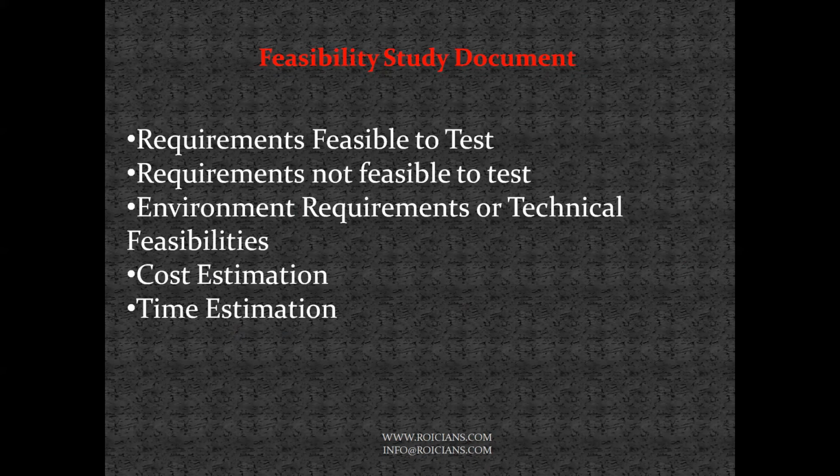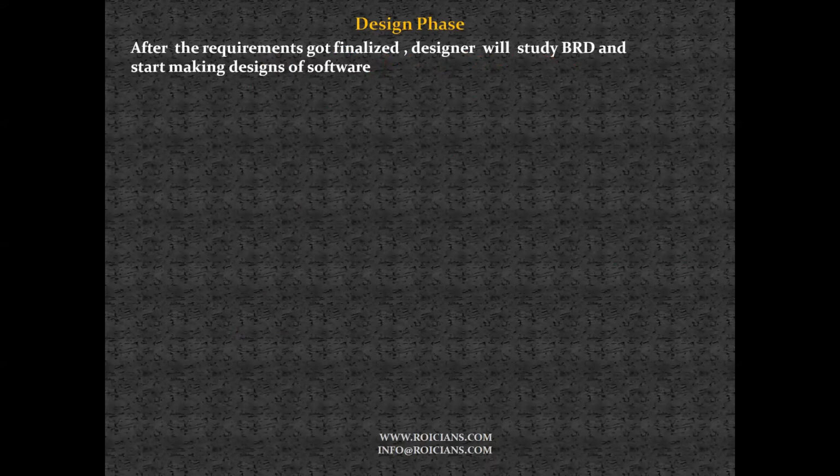I've specified requirements feasible to test because this is a document of the QA lead, but if the developer lead is preparing this document, he will write down requirements feasible to develop and requirements not feasible to develop. So guys, this is called the FSD document. I'm again repeating, both the QA lead and developer lead will prepare this document, and they will collaborate it into one before the closure of the analysis phase and hand it over to the BA. When everything is finalized, we'll move forward to the design phase.